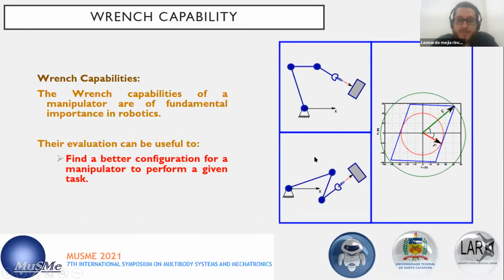The range capability in robotics is of fundamental importance because it can be useful, for example, to find the best configuration for a manipulator to perform a given task. So here, for example, you can see a planar manipulator trying to drill an object, and you can see that the force in this direction in red could be, for example, smaller than this force in this other direction in green.